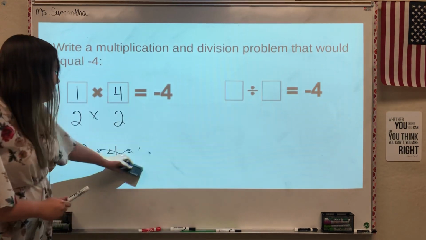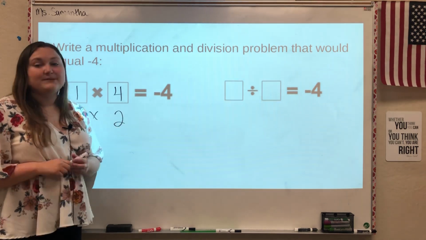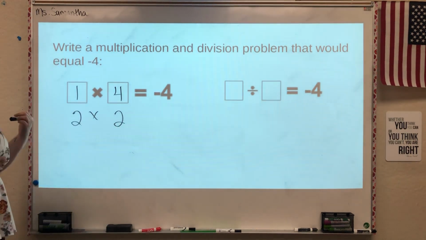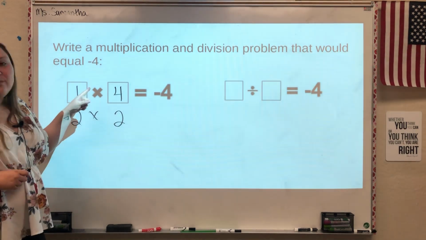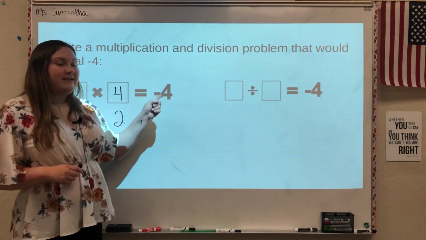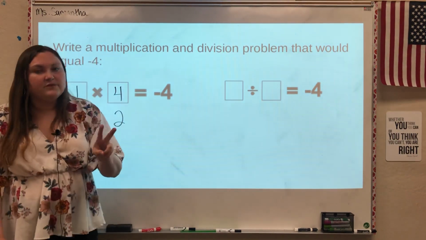Now I've got 2 pairs of numbers here that multiply to 4, but I want a pair of numbers that multiplies to -4. So I'm not done. I still need to do something with my signs. In order to answer this question, we need to go back to what we know about multiplying integers or multiplying negative numbers. There were 2 rules we learned.